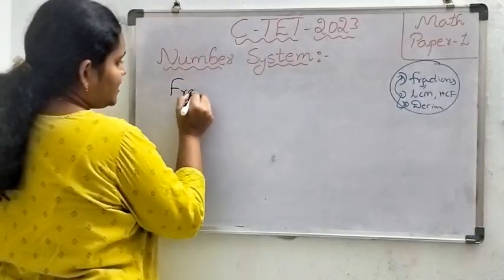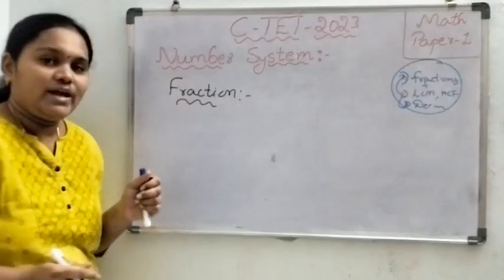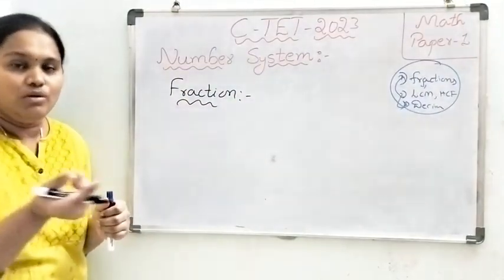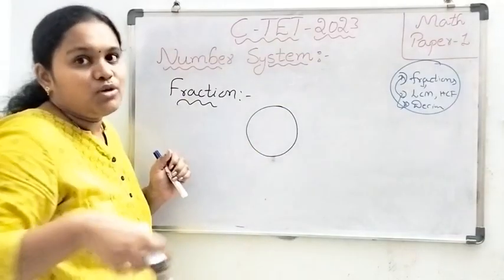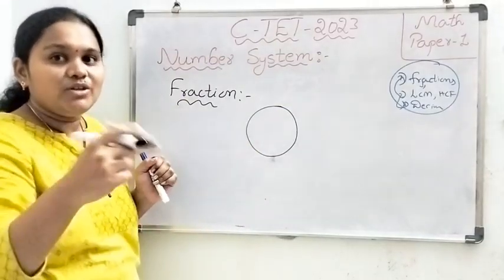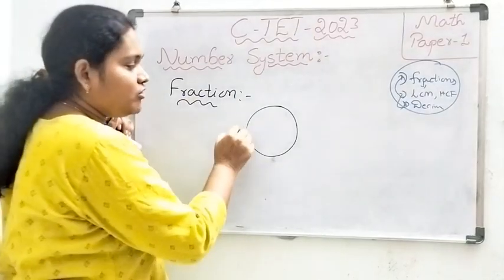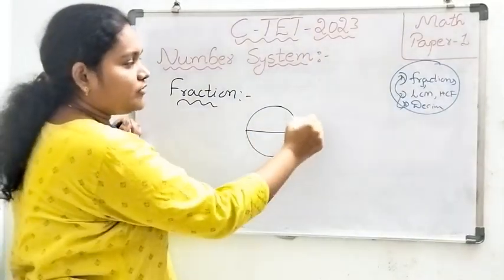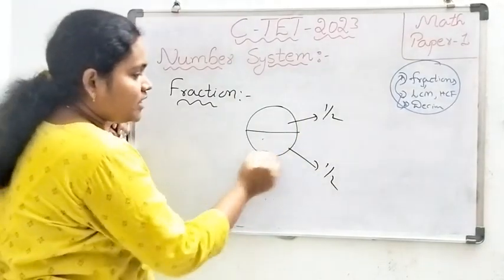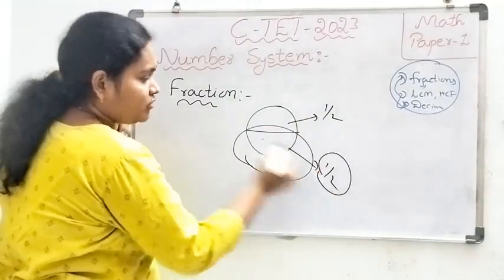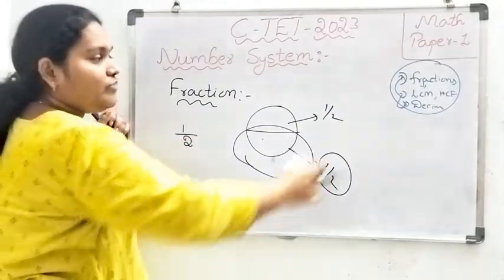What is the definition of a fraction? When we use the word fraction, it is a part of a whole. Suppose there is a full cake and you want to distribute it between two friends. How can we share equally? We divide it into two equal parts. For the first person half, for the second person half. Half we represent as 1 by 2. So it is a part from the whole.